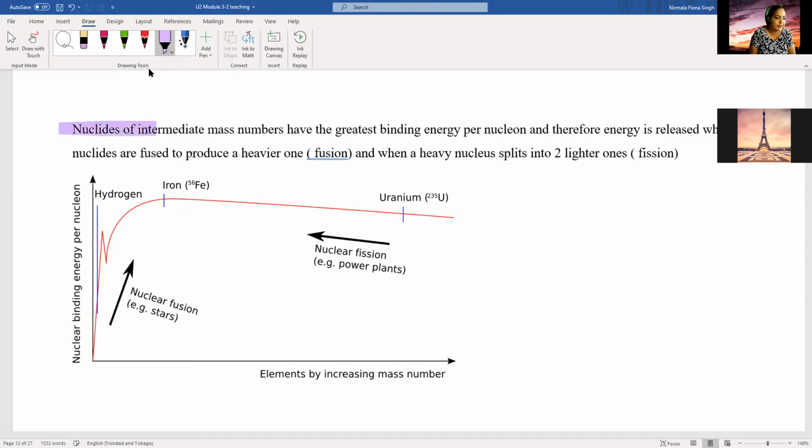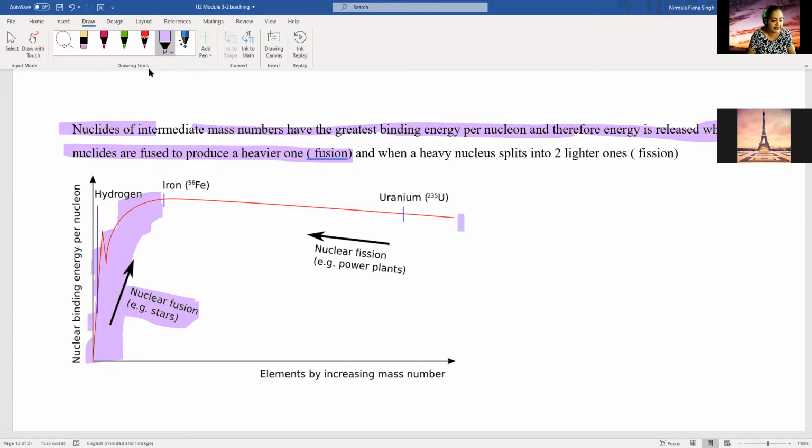All right, so nuclides of intermediate mass numbers have the greatest binding energy per nucleon, intermediate being in the middle of the table if you look in the periodic table, and therefore energy is released when two light nuclides are fused to produce a heavier one. So any element that exists before iron undergoes nuclear fusion. This is how the table works, right? They readily combine those two to create fusion.